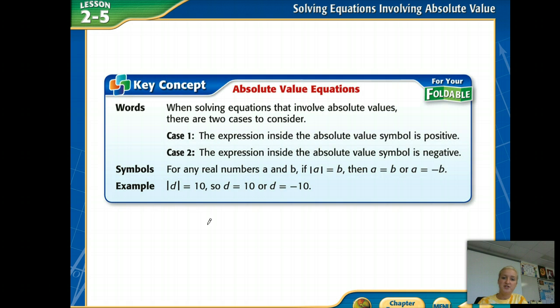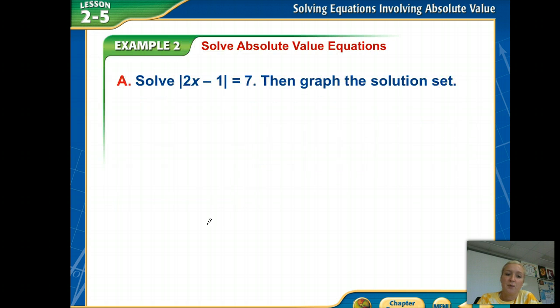Absolute value equations. What you need to remember with these is that there's always going to be two answers or two cases to consider. The first one is when the expression inside the absolute value is positive, and the second case would be the expression inside the absolute value symbol when it is negative. So let's get started. We are solving absolute value equations.